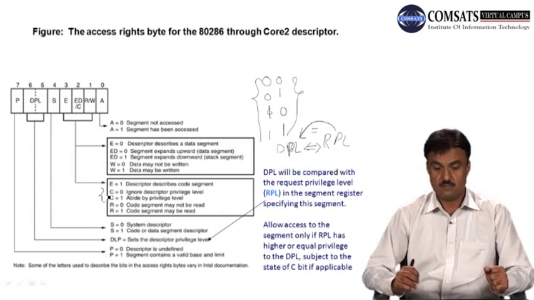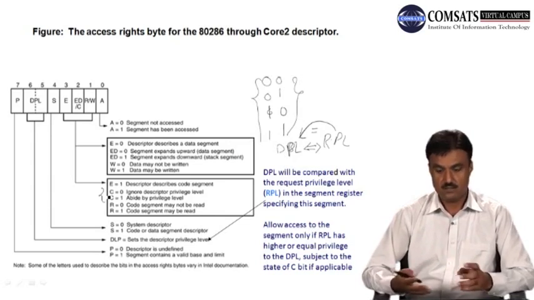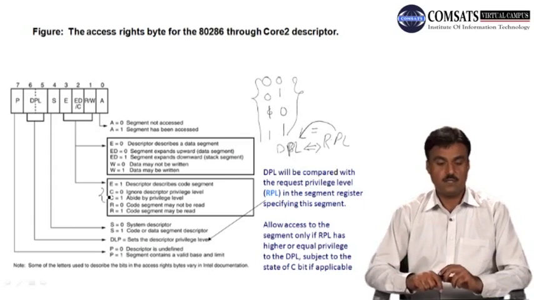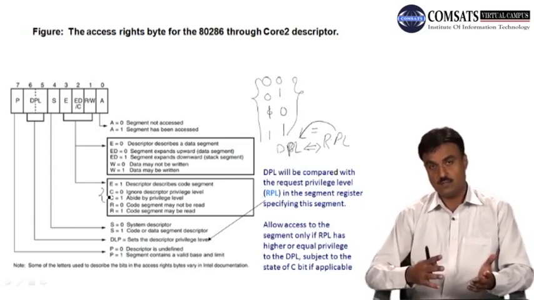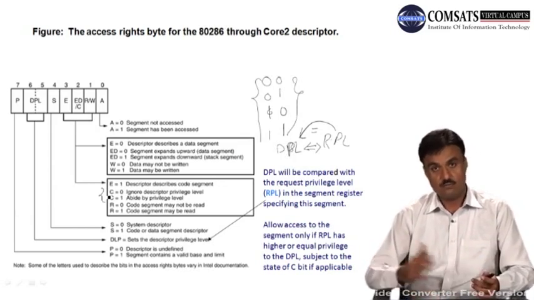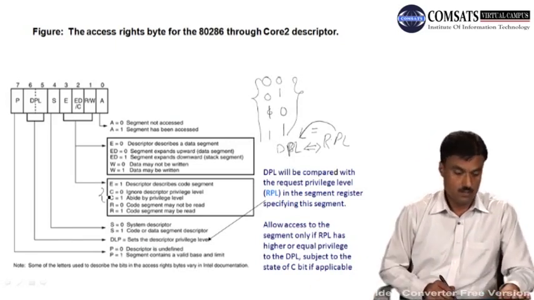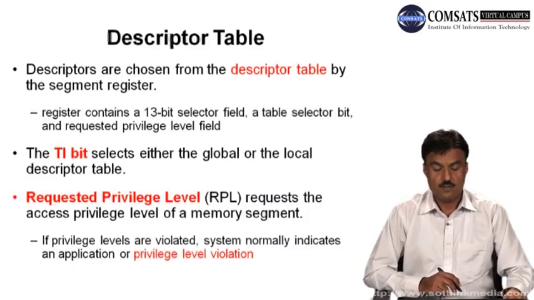If this bit is 1, it means there is valid information inside this descriptor, like the valid base and valid limit and so on. But the other bits, like the DPL, S and E, define the privileges, the actions you can perform over the segment. Now we will move to the next slide.